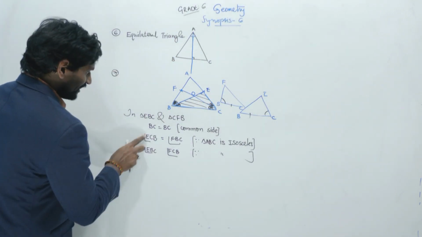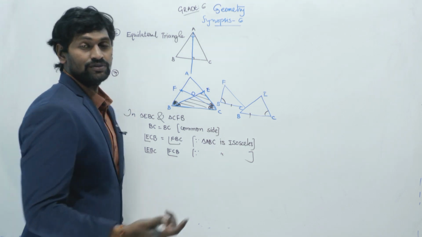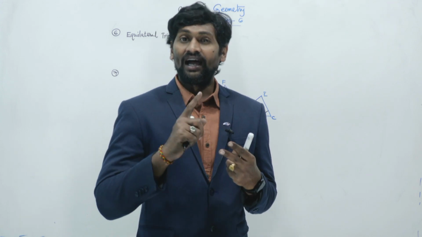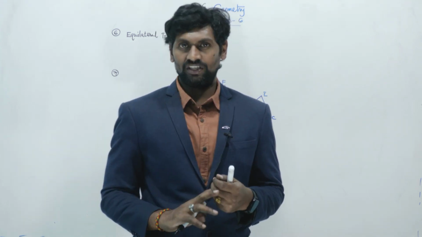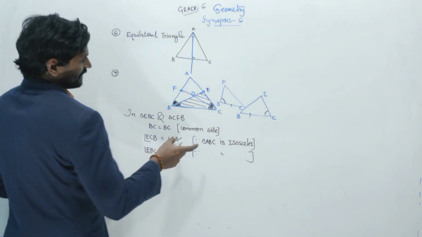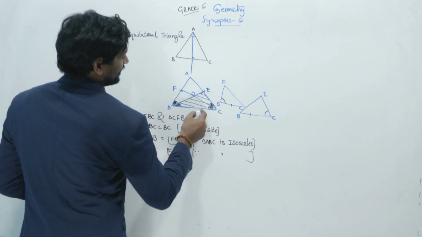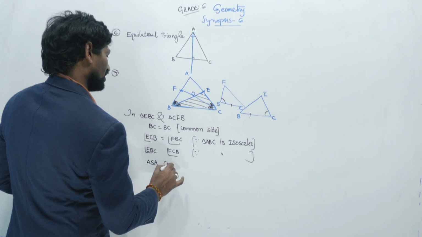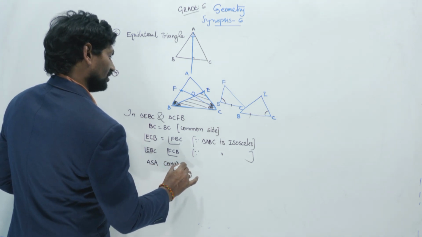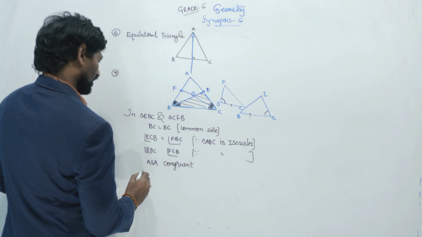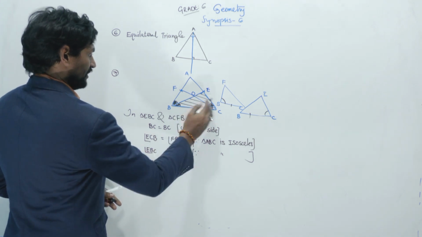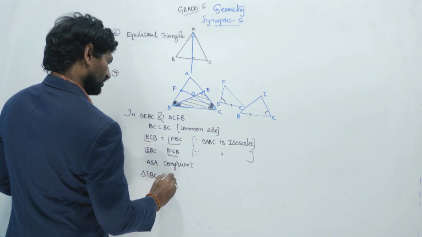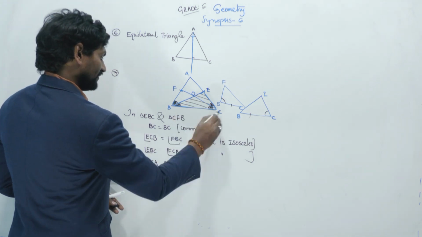Now two angles and one side. Two angles and one side means there are two properties, the AAS property and the ASA property. So two angles and the included side. Yes, we can take the ASA congruence rule. Triangle EBC is congruent to triangle FCB.